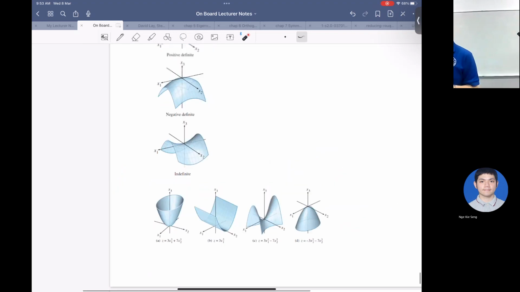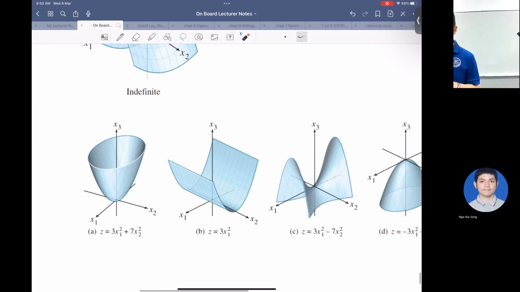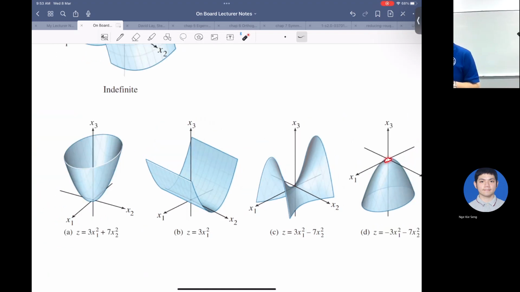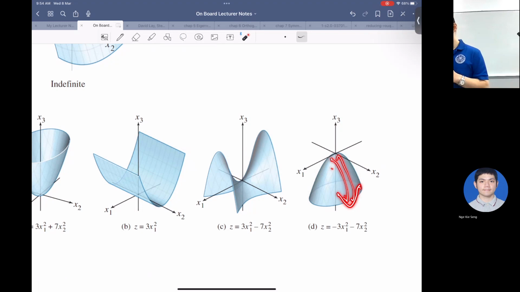One thing you can see is that the 0 point always gets sent to 0, because if you replace x1, x2, x3 with 0, you just get 0. So we always achieve this 0 point here. But the question is about the other points. Sometimes you will see that the values are always positive, for example the first one. The second one is 0 along a line, and for the rest it is all positive. And then how about the saddle? You get positive, you also get negative. And then this cone facing down is always negative.